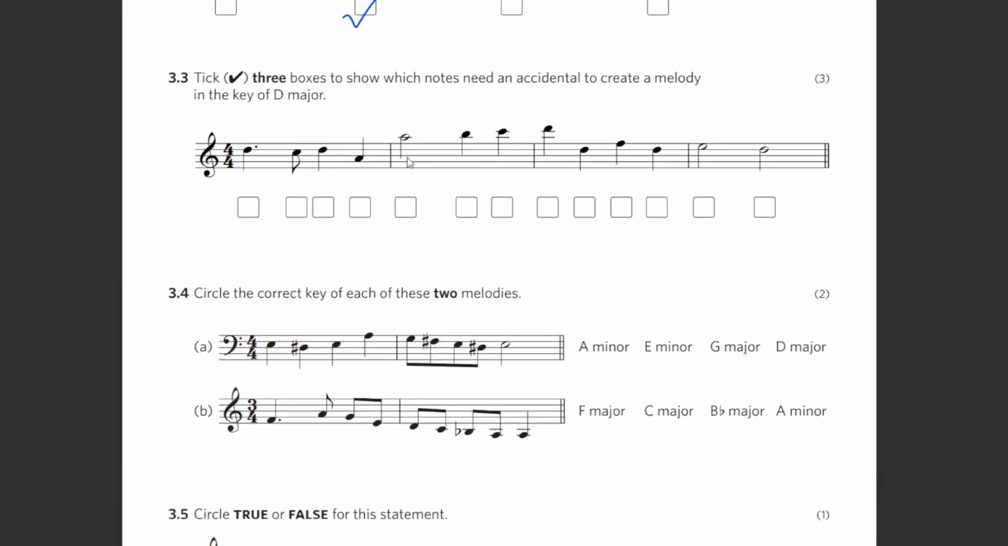Next, let's look at 3.3. You need to tick 3 boxes to show which notes need an accidental to create a melody in D major. For D major, we have F sharp and C sharp, right? So I need to find 3 boxes where there are F and C. This is D, this is C. C needs a sharp, so I need a sharp here. D, A. Then this A, B, C. C needs a sharp, this one needs. Then this one is D, D, F, F sharp. F needs a sharp, so this one needs a sharp. D, E, D. So these are the 3 notes that require a sharp.